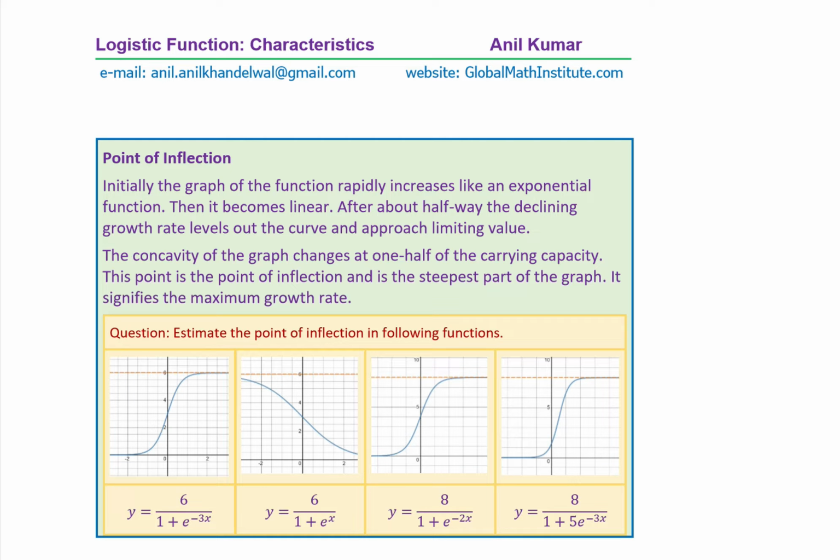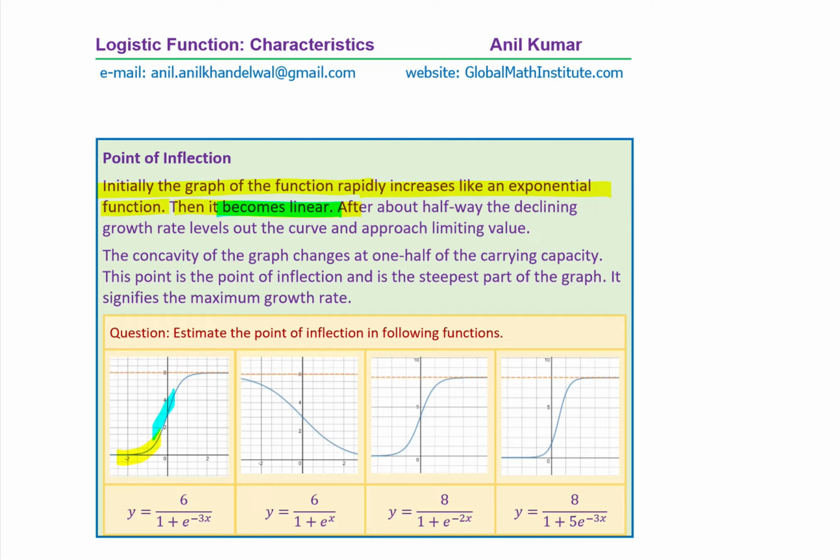When we look at this graph, we see that initially it increases very fast, like an exponential function, right? Initially the graph of the function rapidly increases like an exponential function. Then it becomes linear. You can see that in the middle portion, it is kind of a straight line. So then it becomes linear, right?